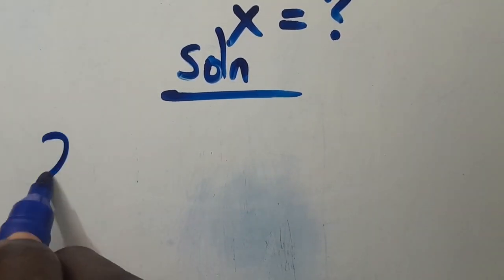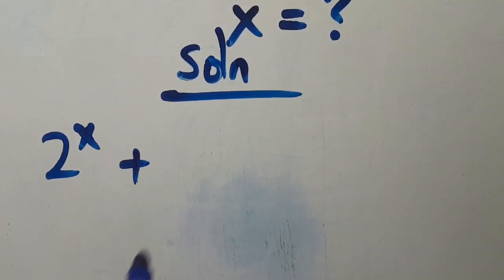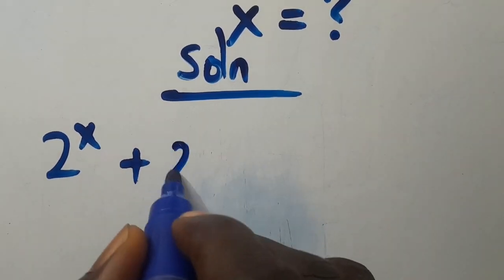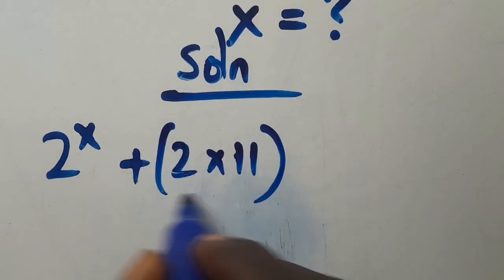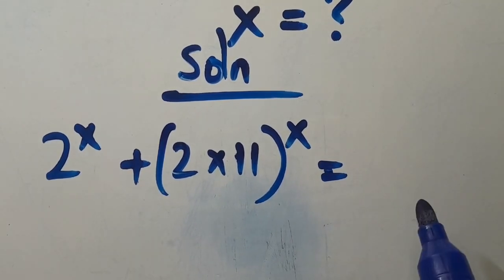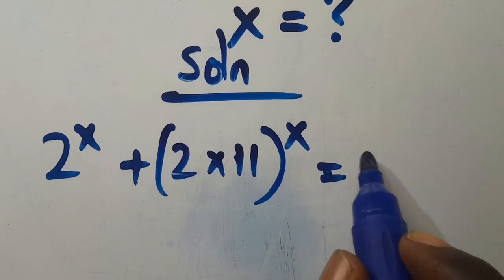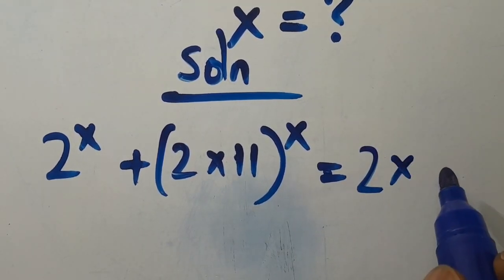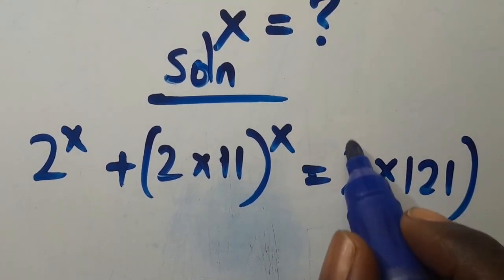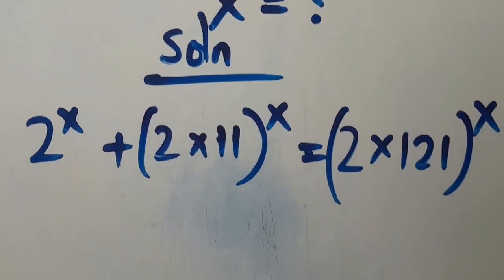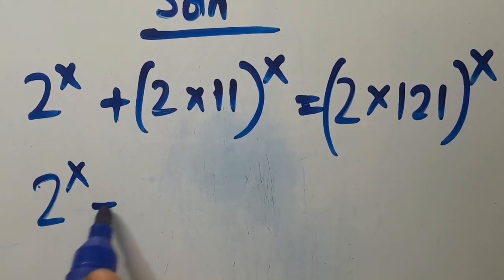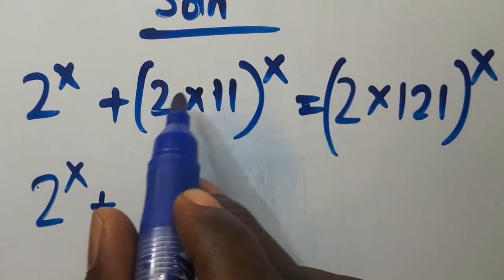Now we have 2 to the power of x plus, we can simplify 22 as 2 multiplied by 11, all in bracket, to the power of x equals, we can also have 242 as 2 multiplied by 121, all in bracket, then all to the power of x. So from here, we're going to have 2 to the power of x plus, we're going to distribute this x for this and this.